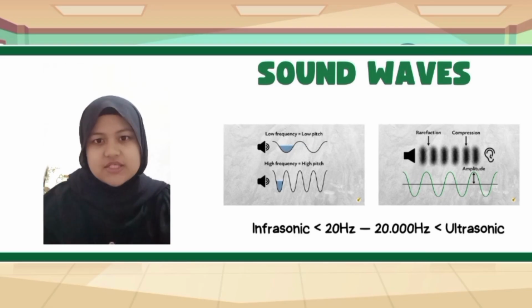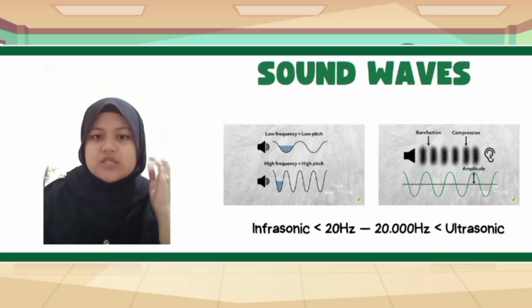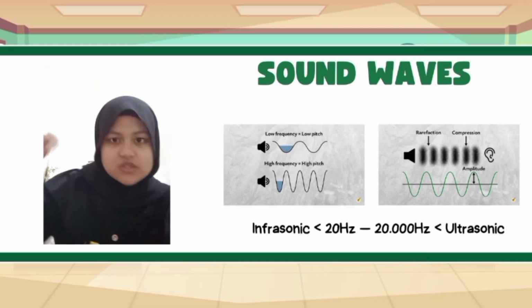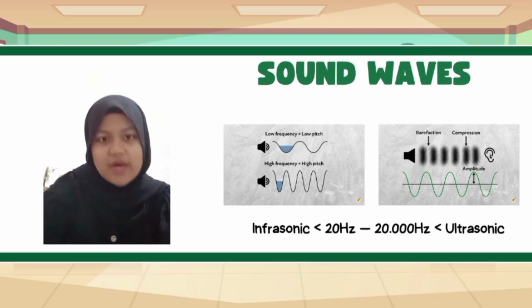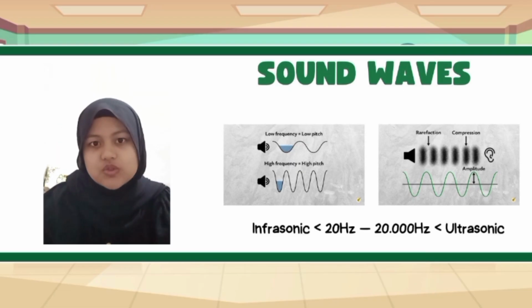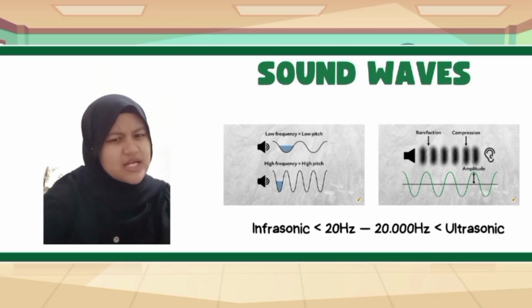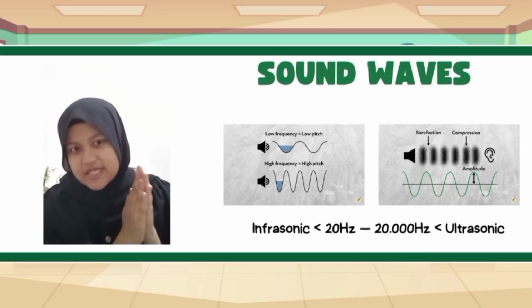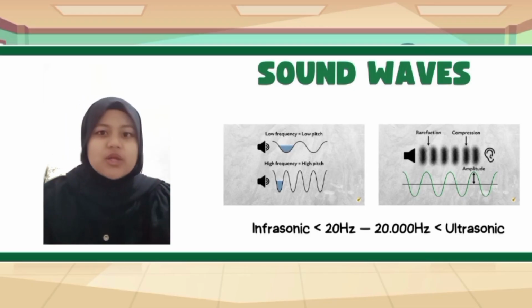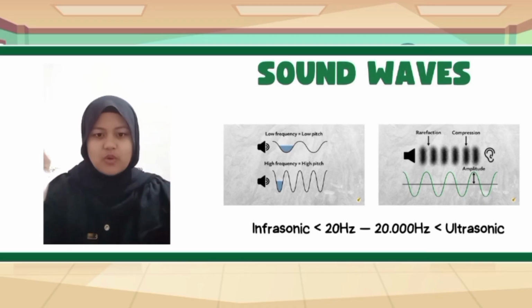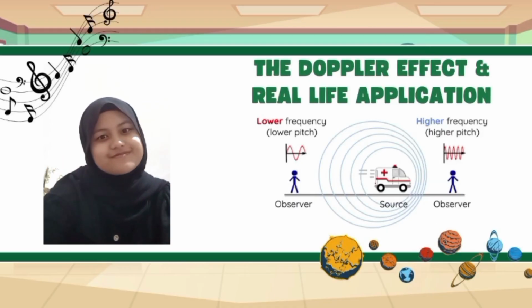There is a fun fact, where humans can hear sound from about 20 Hz to 20,000 Hz. Sound above 20,000 Hz is called ultrasonic, used by bats and dolphins, and below 20 Hz is infrasonic, used by elephants. Let's try a demonstration. If you clap your hands in a large empty hall, you will hear an echo. That's the reflection of sound waves bouncing off the walls.